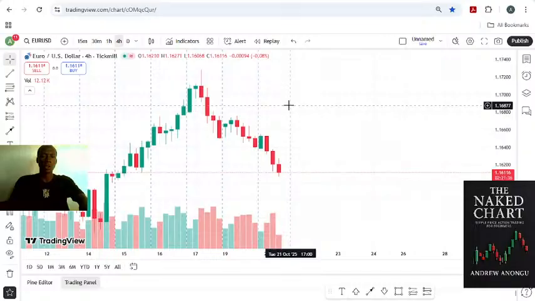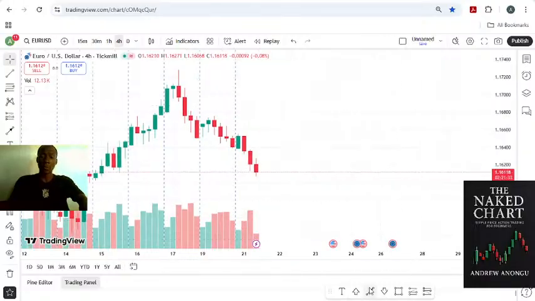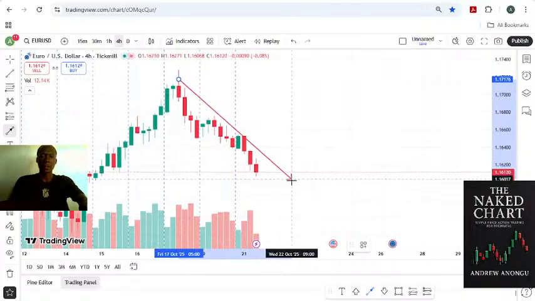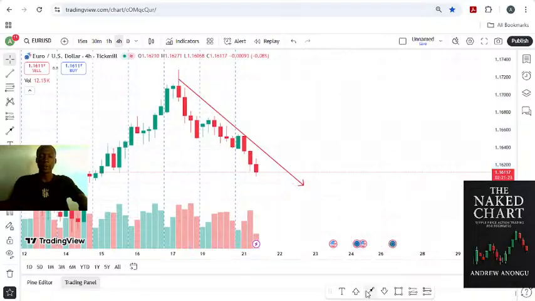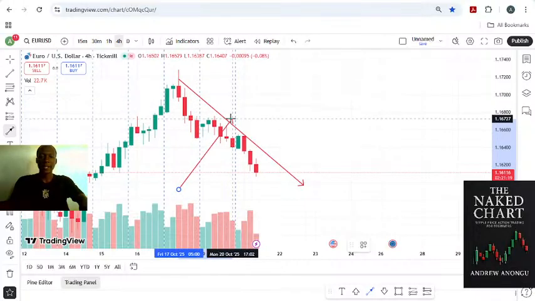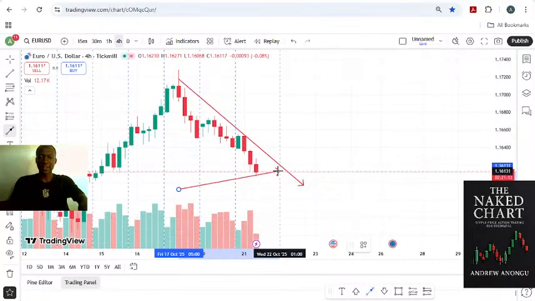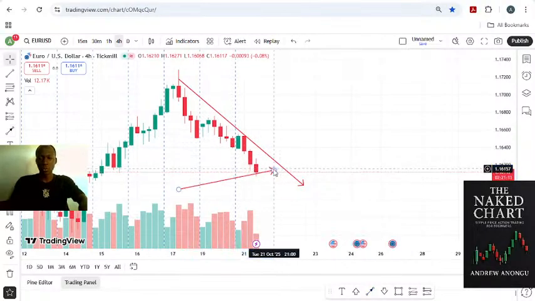So on Euro USD, the trend is clearly down. Let's draw out our trend line so that you can clearly see the trend is down. Price is bearish. Price has been respecting the trend line and not breaking above it. So that means the trend is down. We are still looking for selling opportunity on Euro USD.